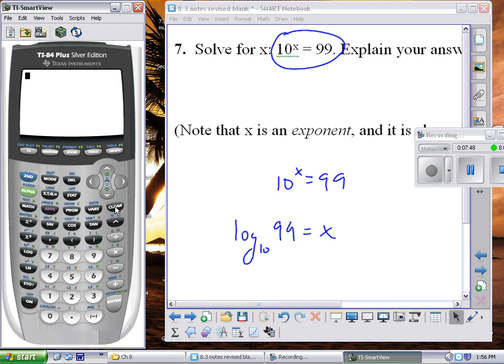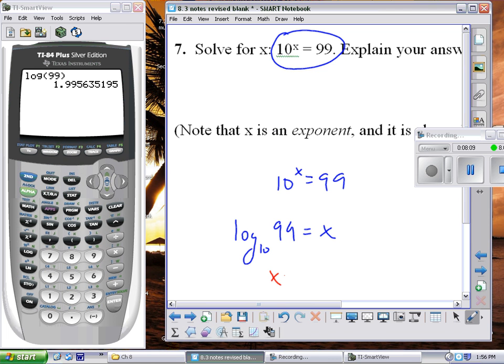So in our calculator here, let's see the log button down on the left by the 7. Your calculator is working in base 10. So log 99, bam, 1.995. Okay? So x equals 1.995.